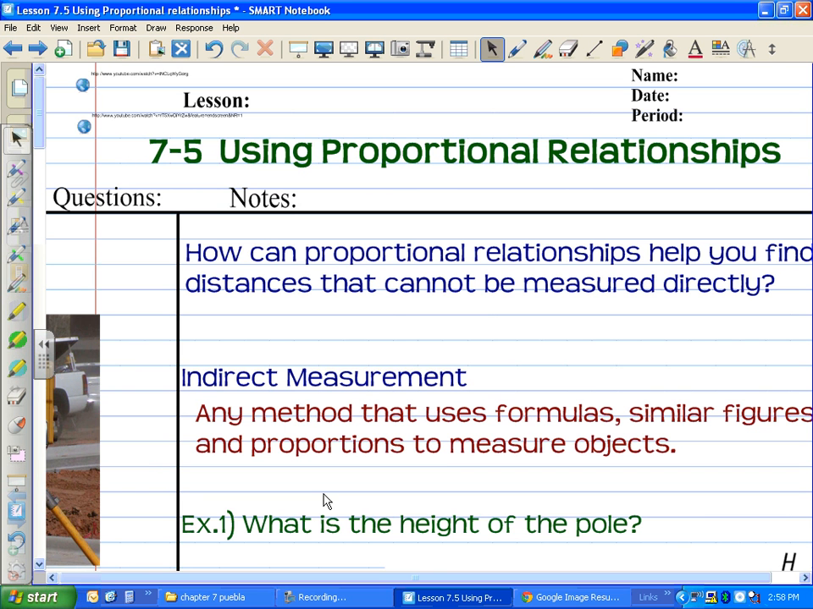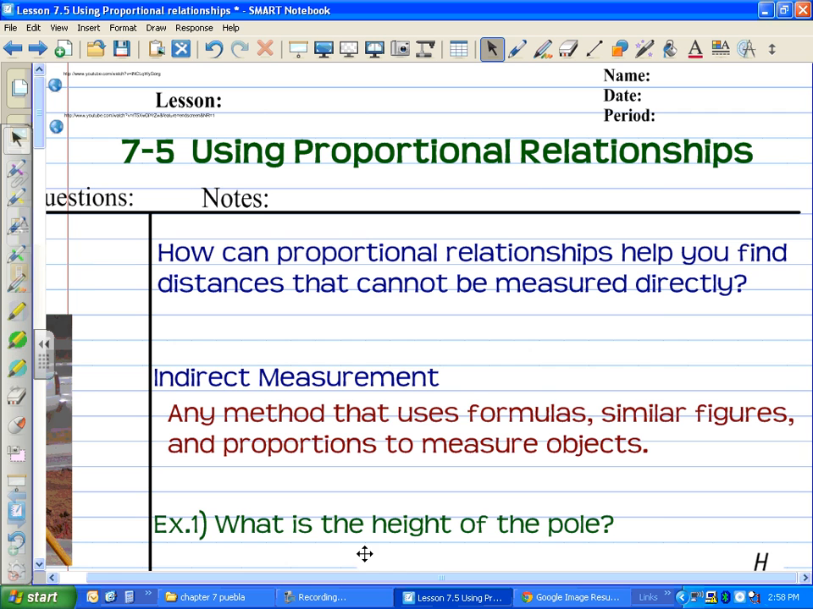And here's your heading: Using proportional relationships. So at the very top, as you go, pause it, write it down, and then go as you go. You obviously have notes that are pre-made for you for this lesson, so fill in the blanks as you go. Some of the pictures are already there for you as well, so you're not having to draw so much.